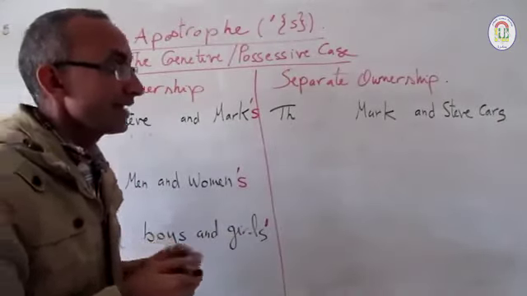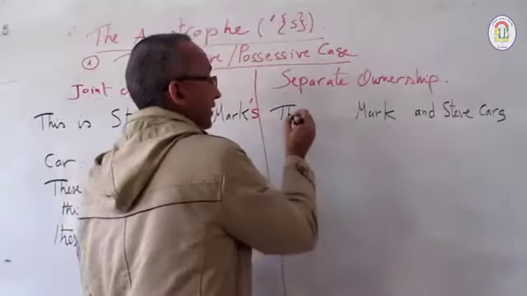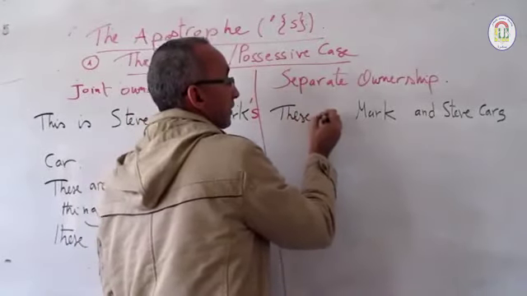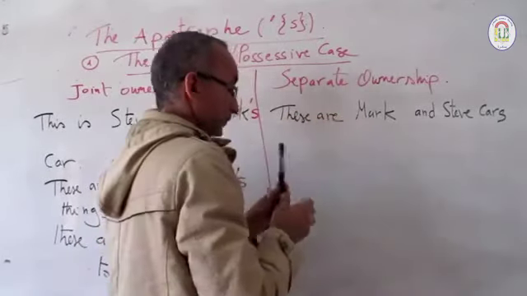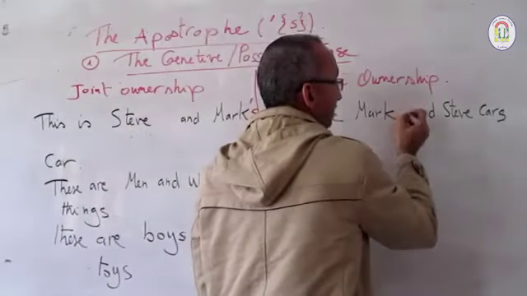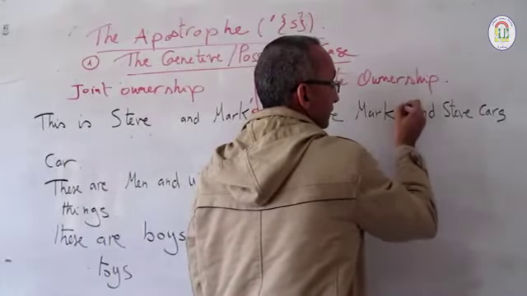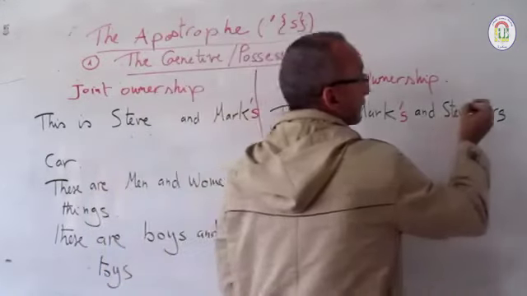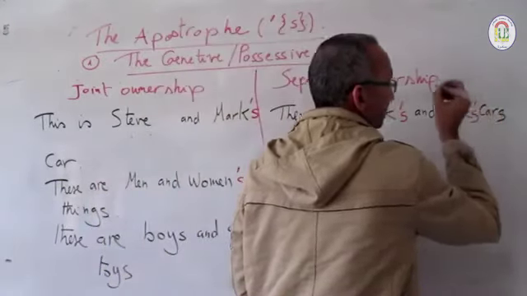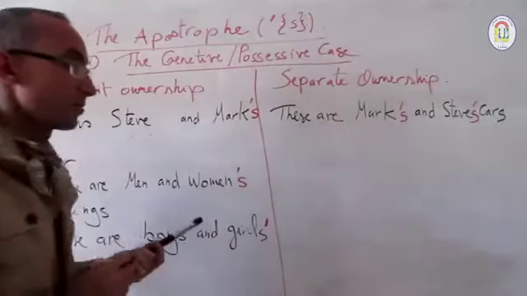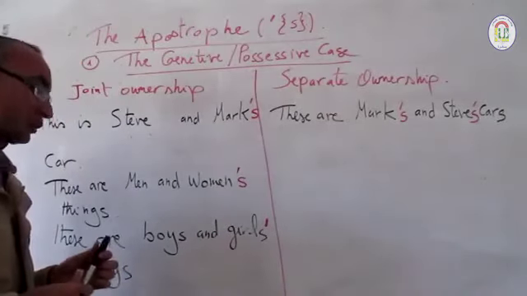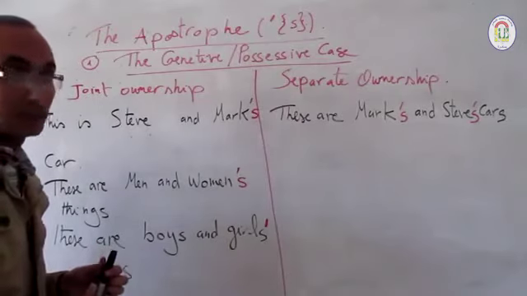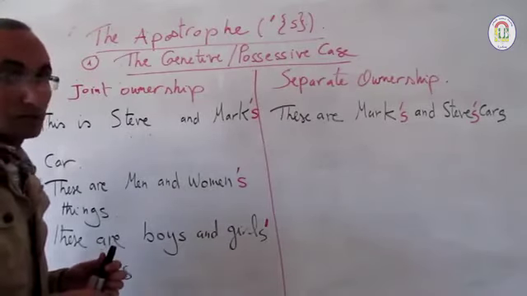So here, as they are plural, we say: these are Mark's and Steve's cars. Mark's and Steve's cars. Clear? Alright.